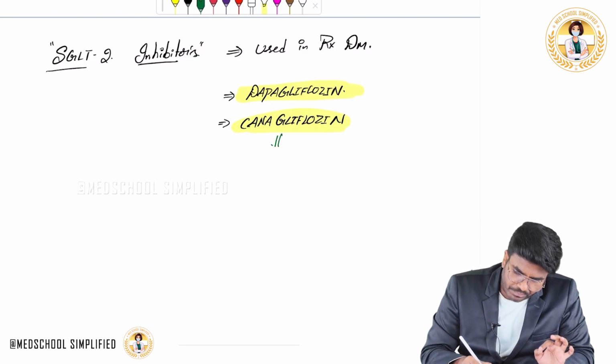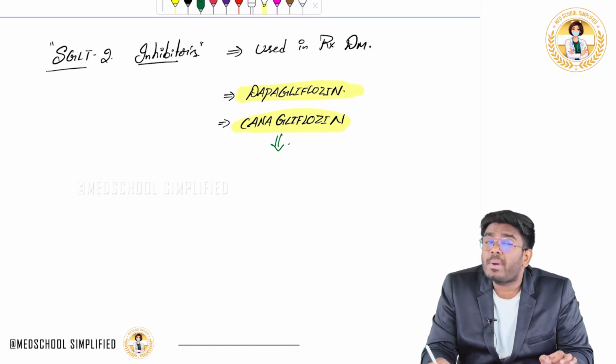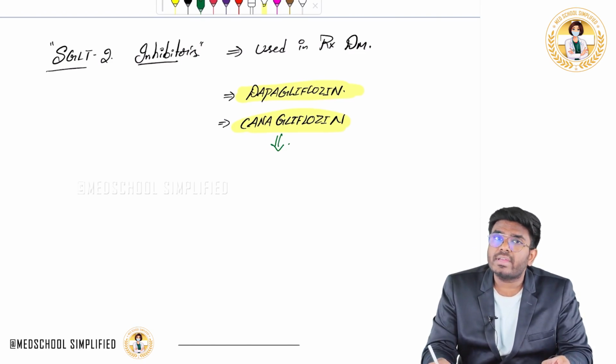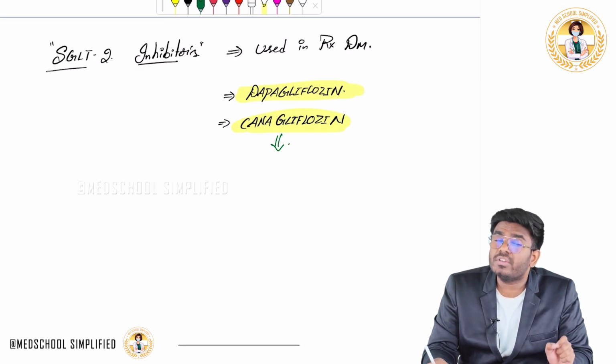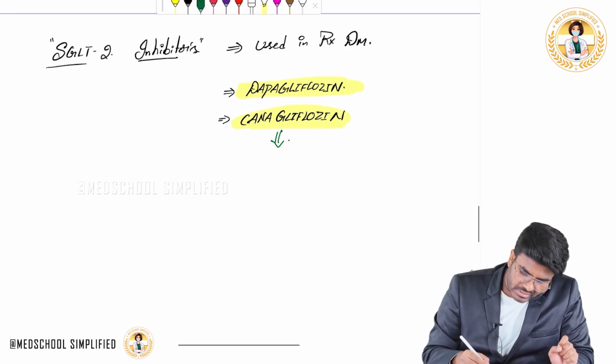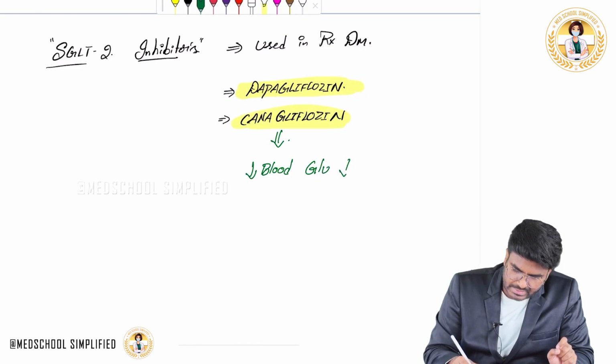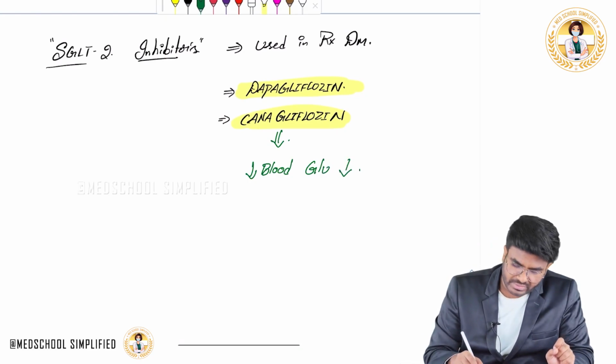Now, if someone asks you, dapagliflozin and canagliflozin, they will act on which part of the body? Kidneys. In kidneys where? Nephrons. In nephrons where? Proximal convoluted tubule. They will block which transporter? Sodium glucose co-transporter type 2. So because of using these drugs, what will happen? Blood glucose levels decrease.